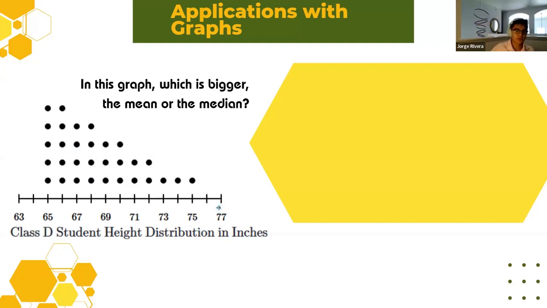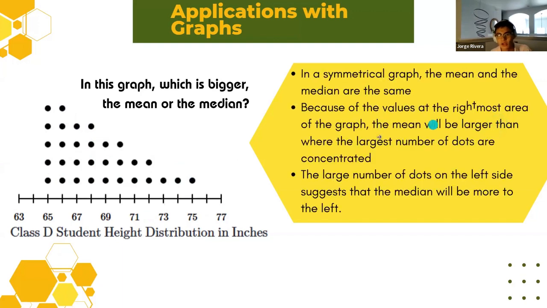So here, which is bigger, the mean or the median? If we count the median here by knocking off 1 on each side, because we want to find the middle one, right? So it's going to knock off 1 here, 1 here, 1 here. That's a lot of stuff. In a symmetrical graph, and this is not a symmetrical graph, the mean and the median are the same. Because the values are at the rightmost area of the graph, the mean will be larger than where the largest number of dots are concentrated.